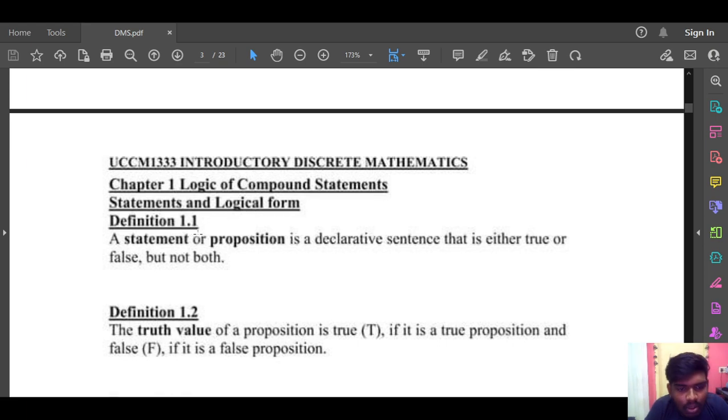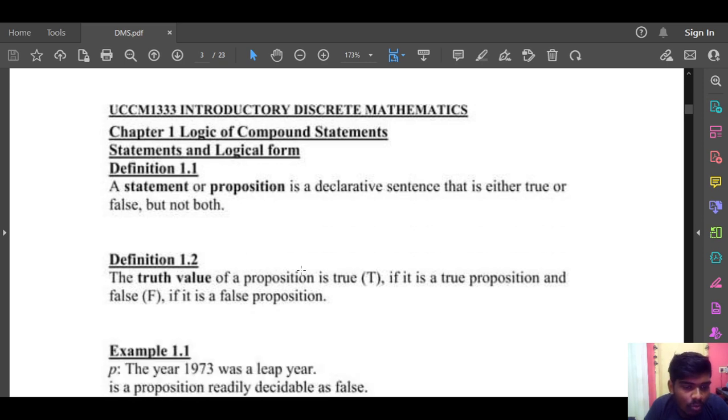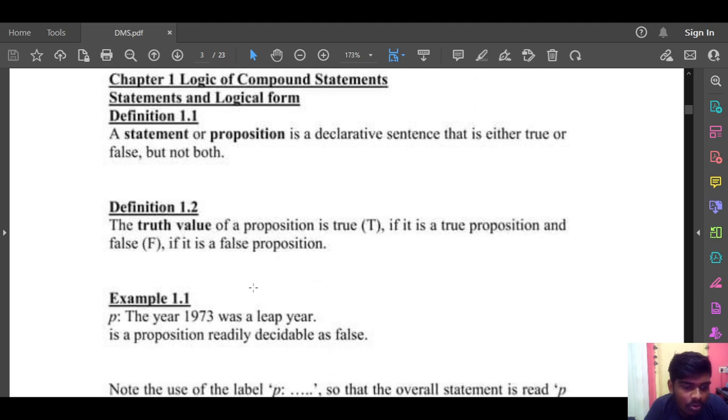First, a statement or proposition is defined as a sentence that is either true or false but not both. That means a statement can be true or false, but it cannot be both. Like the sun rises in the east, it is true, or the sun rises in the west, it is false. The truth value of a proposition is true if it is a true proposition and false if it is a false proposition.